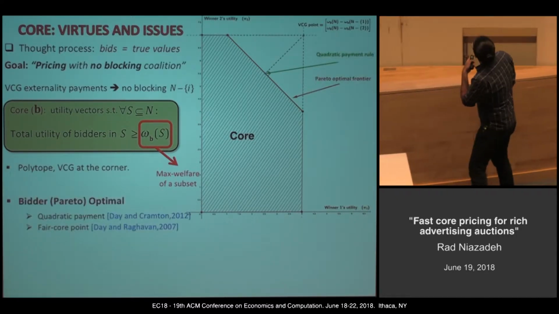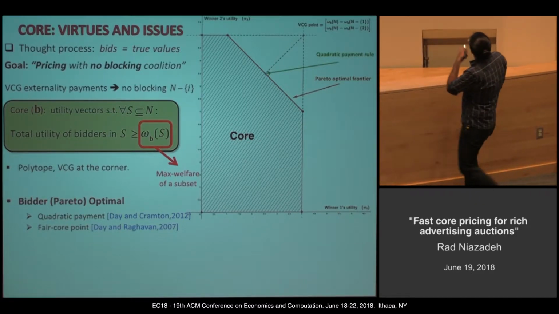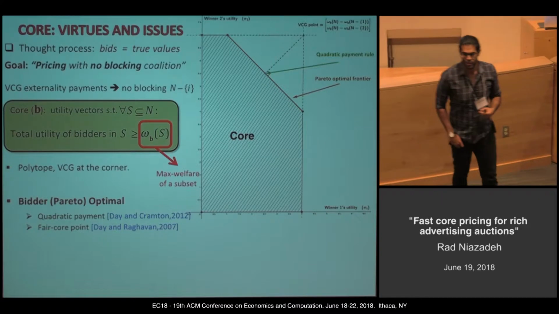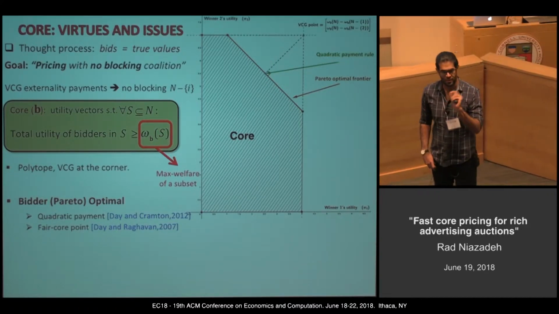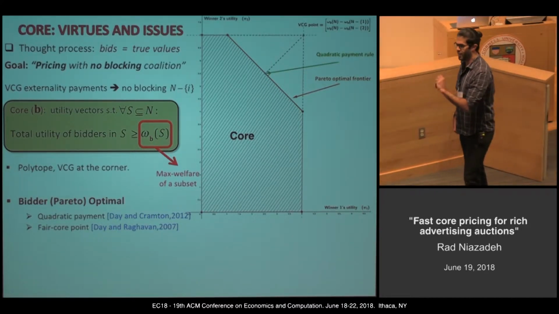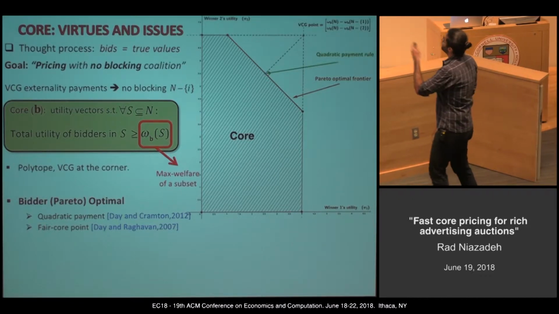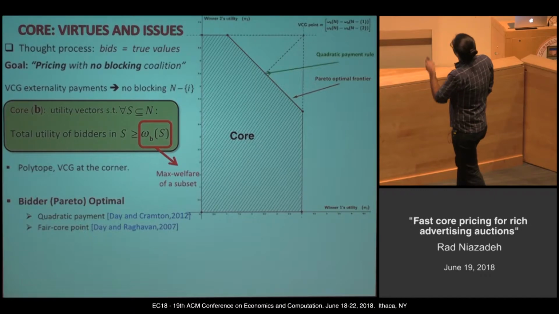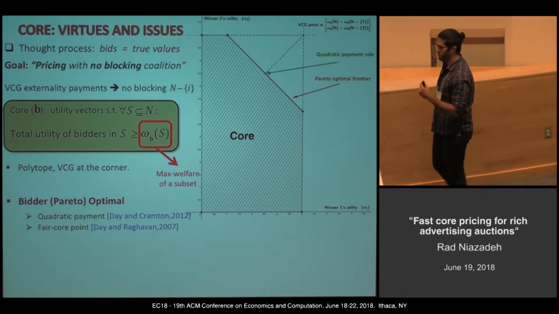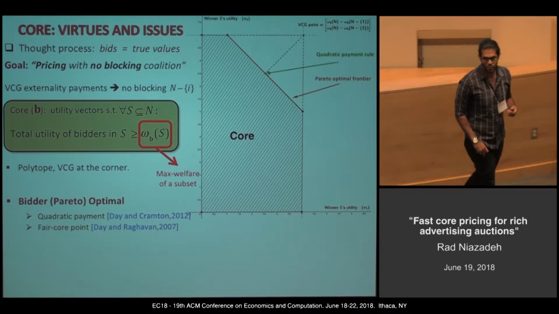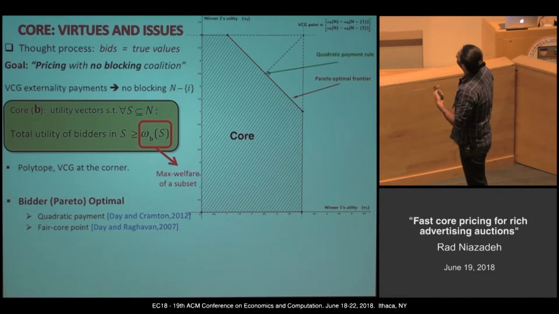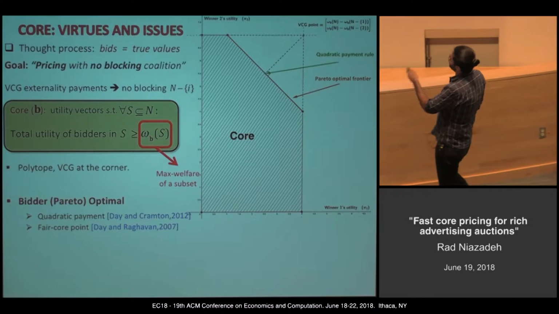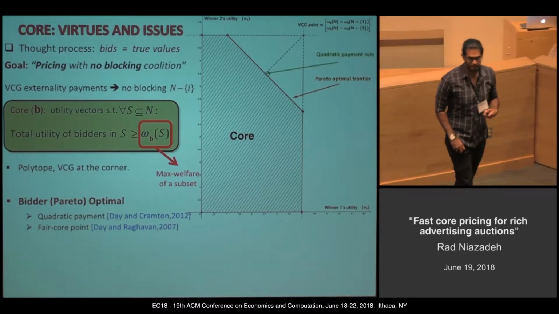And let me define another set of core points. This is called the bidder Pareto optimal frontier of the core, which is the set of all the core points that are not Pareto dominated by any other point in the core. And these are of particular interest. In particular, there is this core point called the quadratic payment rule, the closest point to VCG in terms of norm 2, that has been massively used in spectrum auctions. And there are other choices. In this talk, I'm going to focus on the bidder optimal core point, and you will see why.